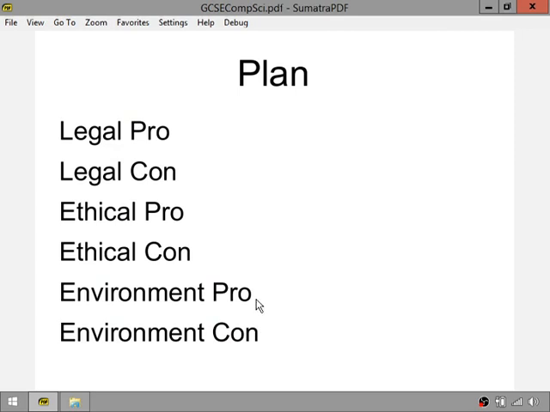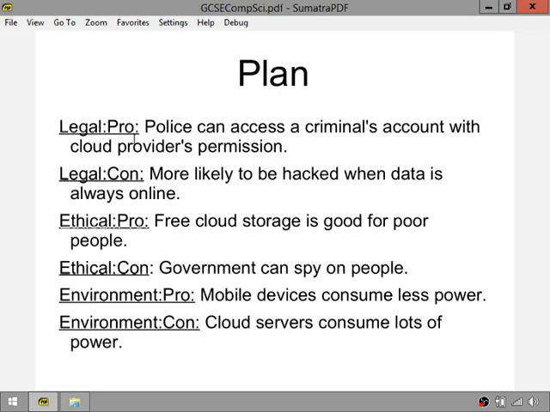Once you've made your bullet points, we're going to start adding some ideas to each bullet point. So, for example, a legal pro or a legal advantage of cloud storage is that police can access criminal accounts if their accounts are on the cloud. However, a legal disadvantage of cloud storage is that cloud storage is more likely to be hacked because data is always online.